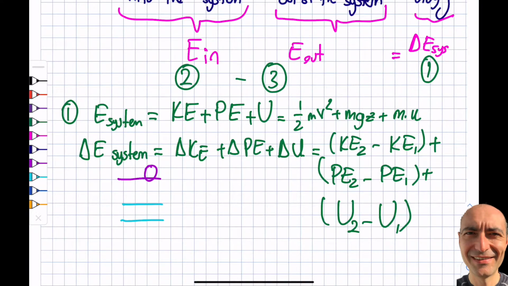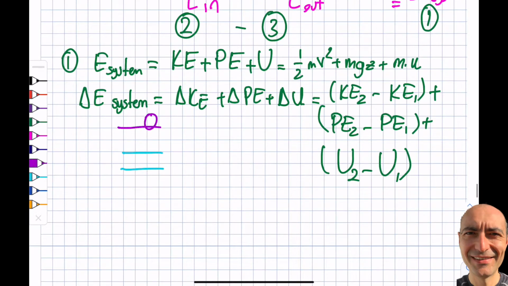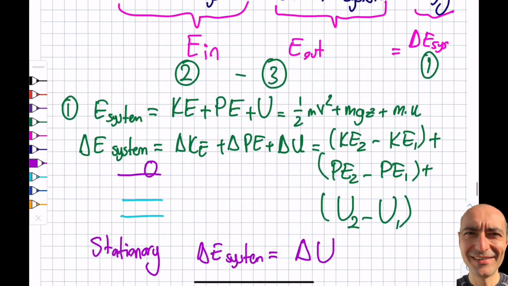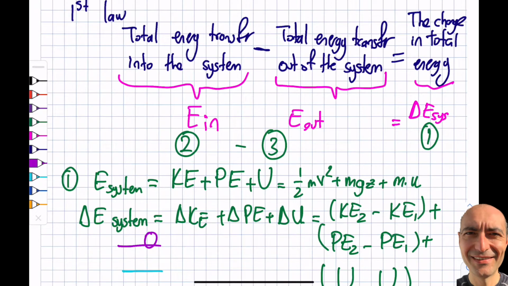But look what I'm doing in here. I'm looking at the energy difference. As long as I select the same datum, one datum, like in here versus there, the potential energy change will be zero. So what I'm saying is that if my system is stationary, we use this often, then delta E system will actually just be delta U. That will come in handy at some point in time. And that's all I want to talk about for item number 1.